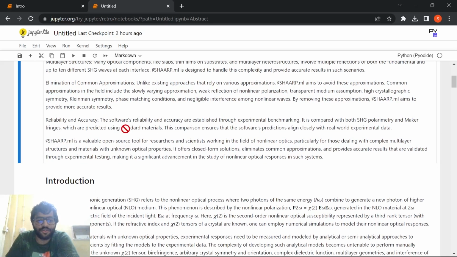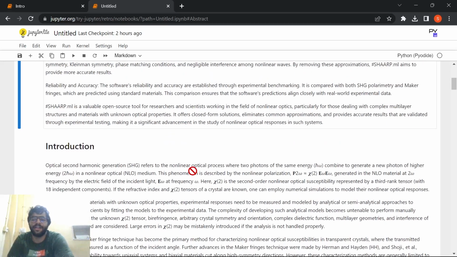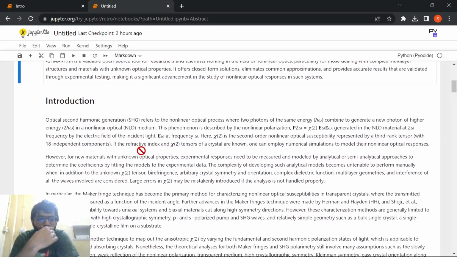Reliability and accuracy. The software's reliability and accuracy are established through experimental benchmarking. It is compared with both SHG polarimetry and Maker fringes, which are predicted using standard materials. This comparison ensures that the software's predictions align closely with real-world experimental data. We'll move to the introduction now.